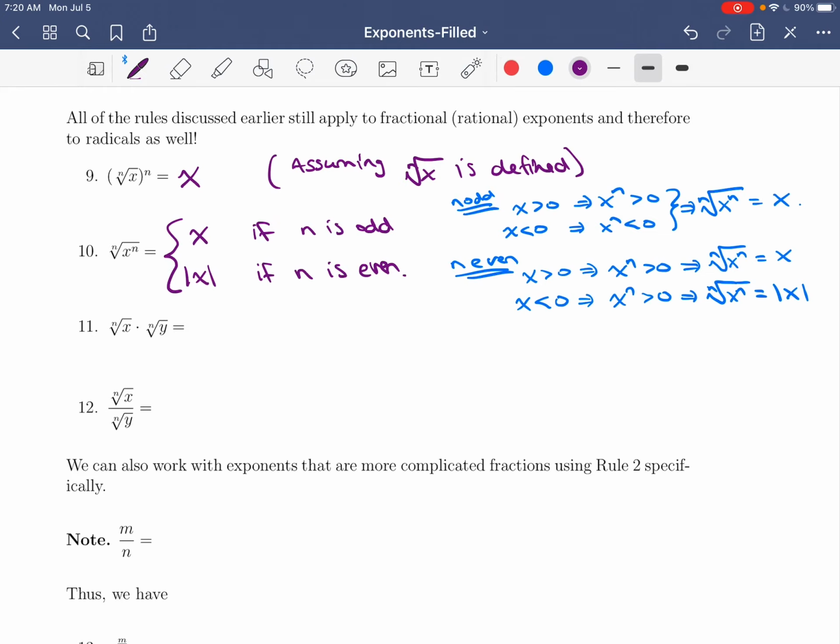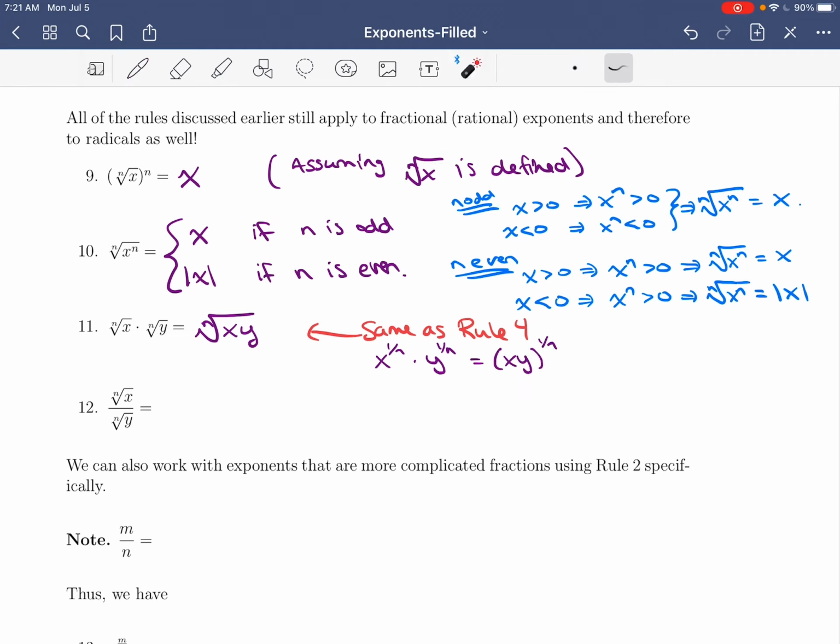But the nth root of x times the nth root of y is the nth root of xy. This is the same as rule 4 I wrote earlier. So it's just x to the 1 over n times y to the 1 over n. So when they have the same power, the rule is written this way. So if I had xy to the 1 over n, you could rewrite it like that. That's what this one is doing as well.